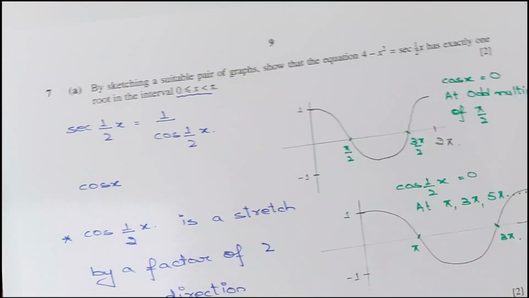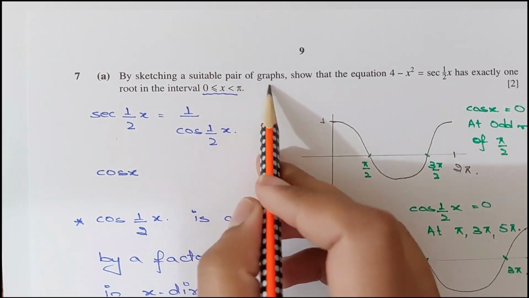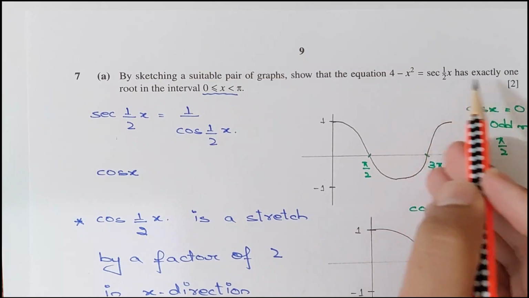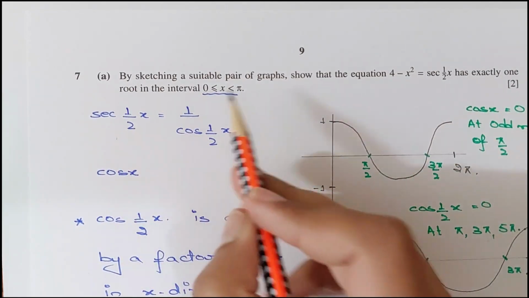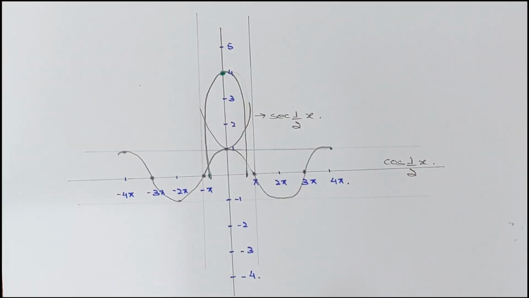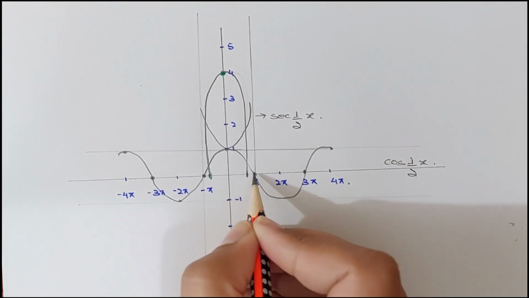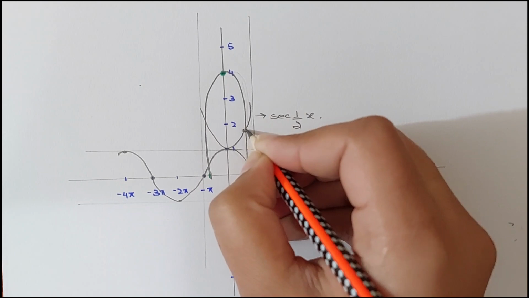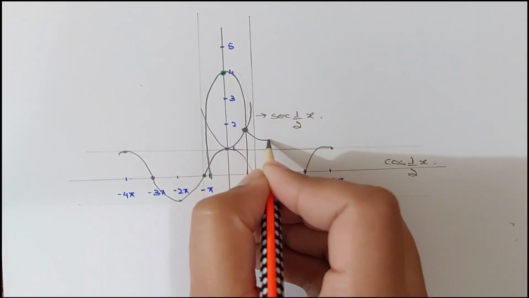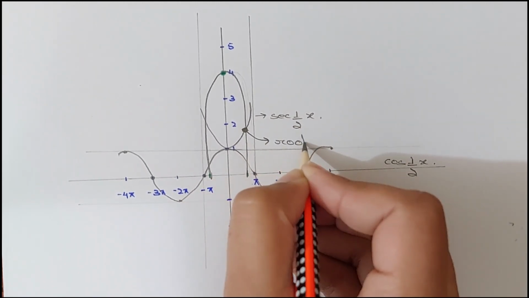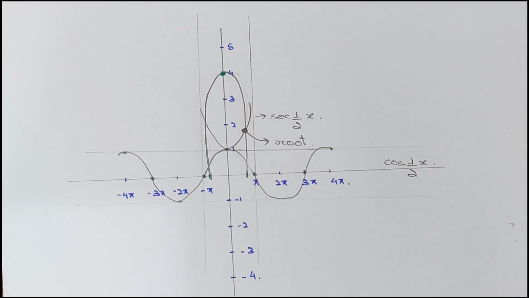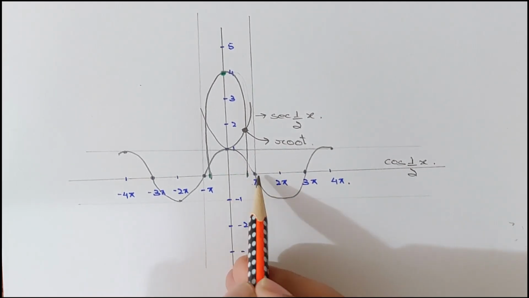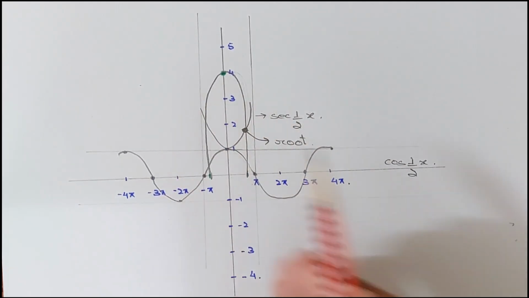So the question was, by sketching a suitable pair of graphs, show that these two are equal, has exactly one root between 0 and pi. Between 0 and pi is this interval. So this is a curve and this is a curve. So it has exactly one root, and this point is the root. There is no need to find the root, we just have to show that between 0 and pi, the pair of graphs have only one root.